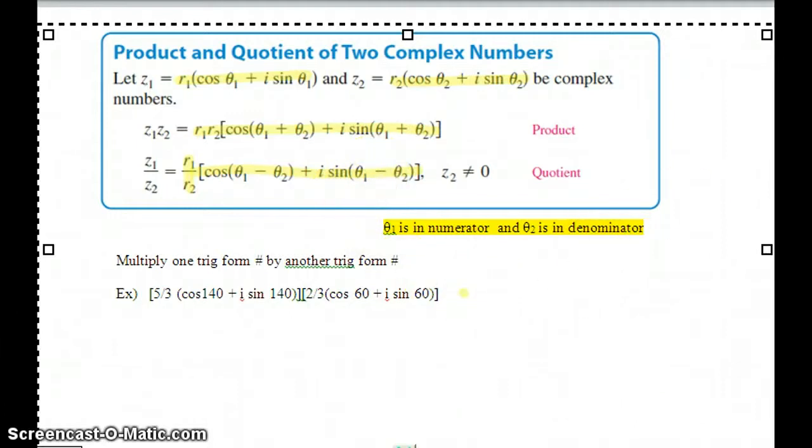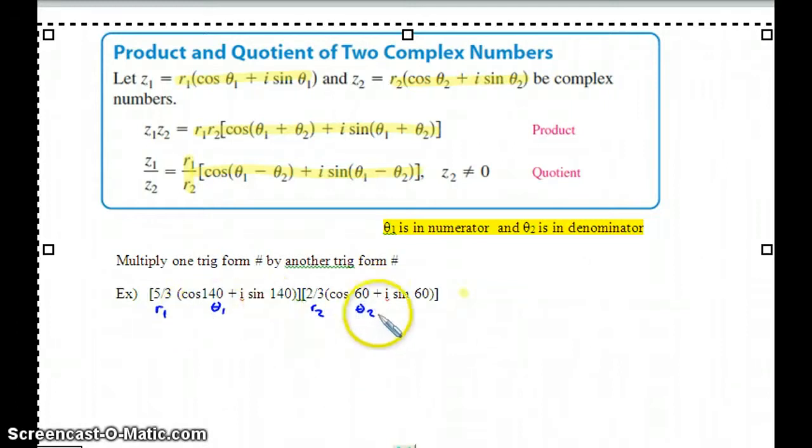So let's take a look at an example. I'm given a trigonometric form of a number here and a trigonometric form of a number here, and I'm asked to multiply these two trigonometric forms by each other. So I'm going to use this multiplication one where I have to know what R1 is. R1 is 5/3. R2 would be 2/3. Theta 1, you'll notice in the first form, would be 140 degrees, and theta 2 in the second form would be 60 degrees.